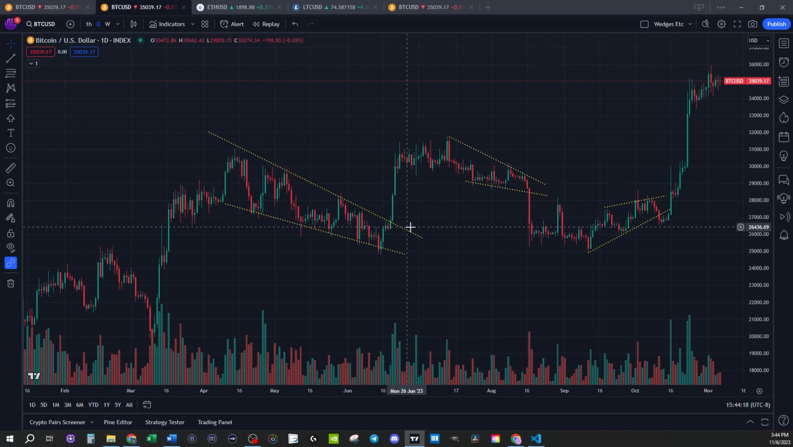There are two different wedges you're going to encounter, rising and falling. So with rising, price is expected to drop, but as you can see here, doesn't always happen. Falling wedges, price is expected to rise, which happened here, but not here.